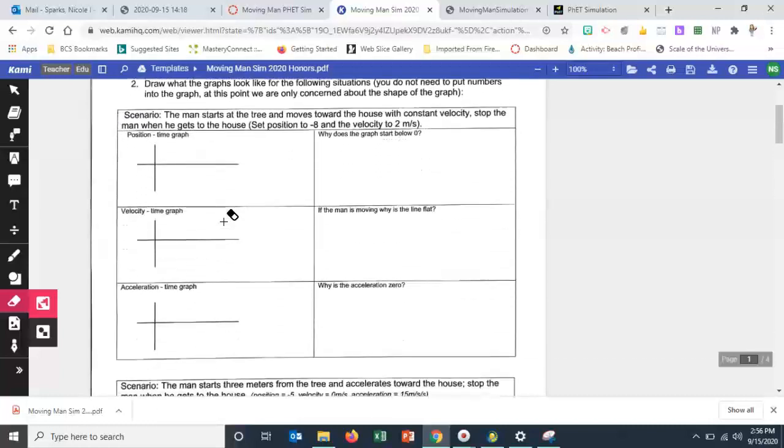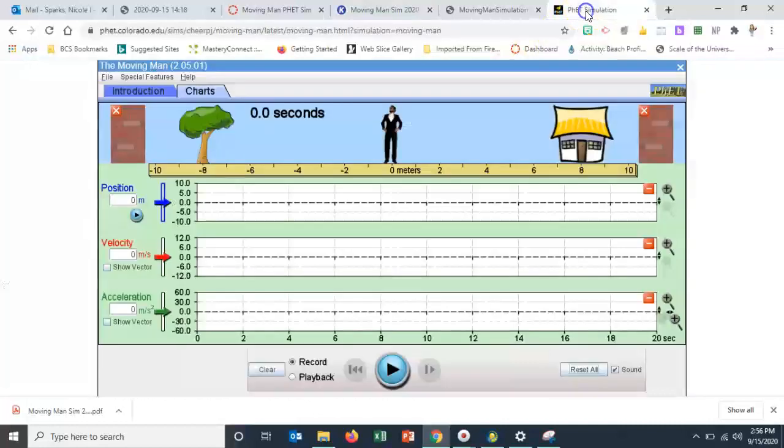We are going to work on the first one here, which says the man starts at the tree and moves towards the house with a constant velocity. Stop the man when he gets to the house. Set position to -8 and the velocity to 2 meters per second. So let's jump back here. We're going to set our position to -8, and we're going to set our velocity to 2 meters per second.